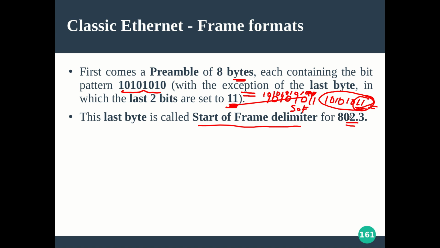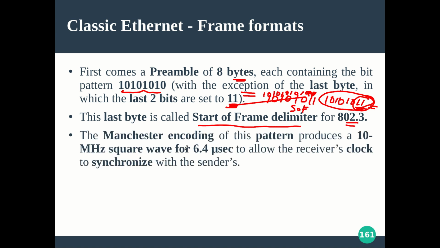And if you look at this 8-byte preamble, just like the frame itself, this pattern is also Manchester encoded, and when you do this Manchester encoding for this special pattern, it produces a 10 megahertz square wave for 6.4 microseconds.